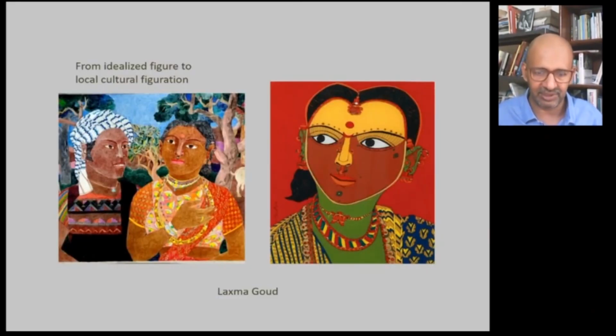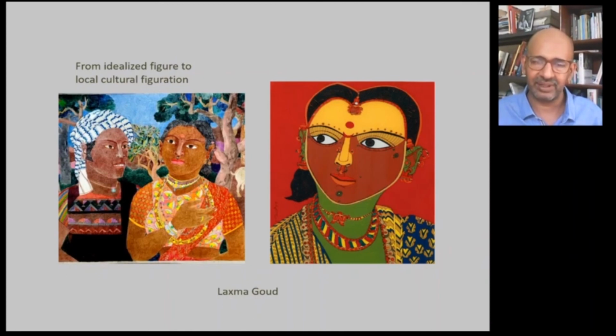Now, for example, Laxma Goud, an artist who hails from Andhra Pradesh, would build up his figuration on the basis of the local rural culture. So his figuration is based on observation, but again, stylistically not realistic. It is based on imagination. It is based on decorative elements. It is also based on a certain idea of the power of the rural woman and man.